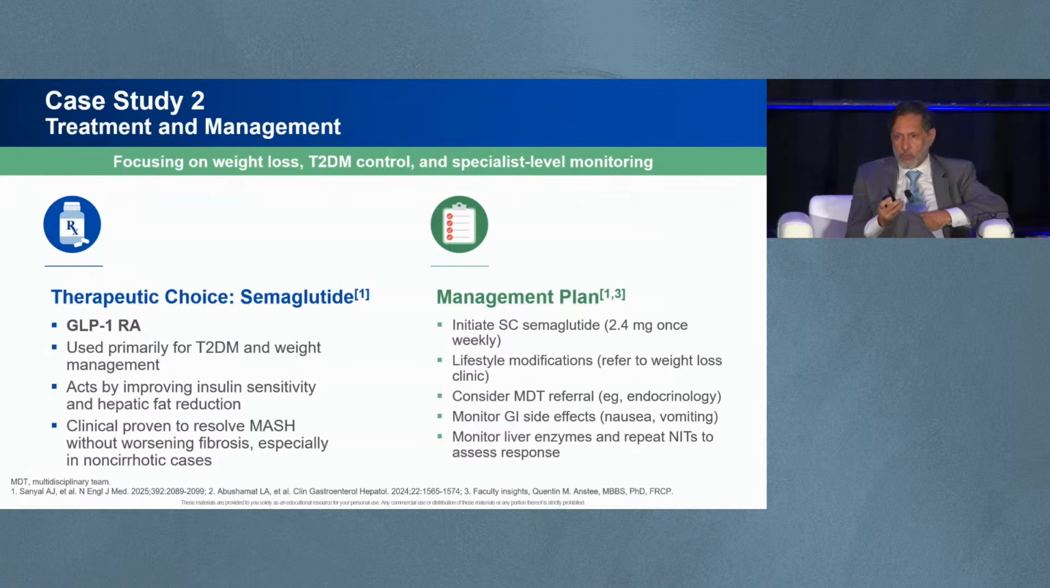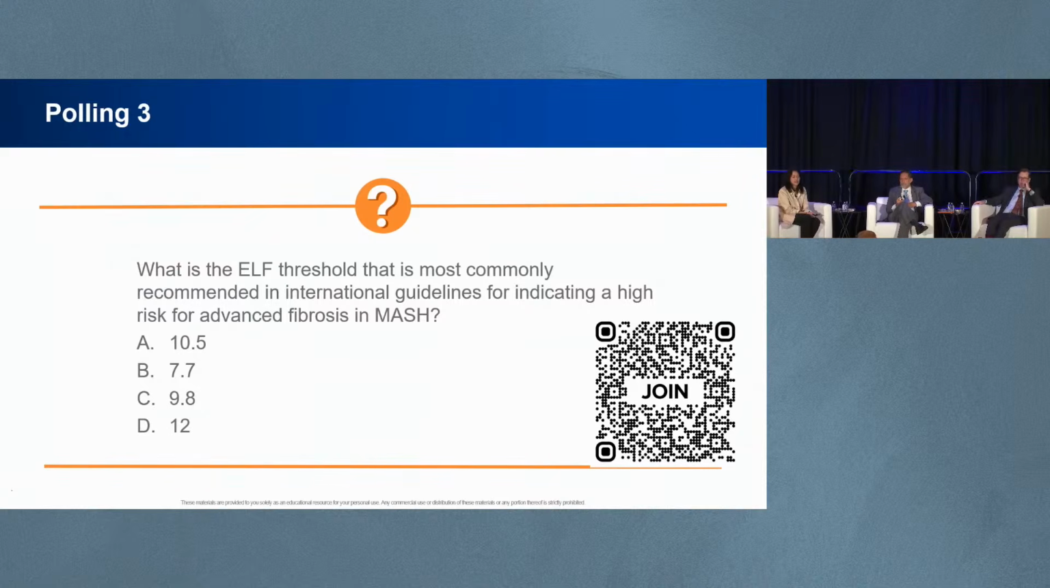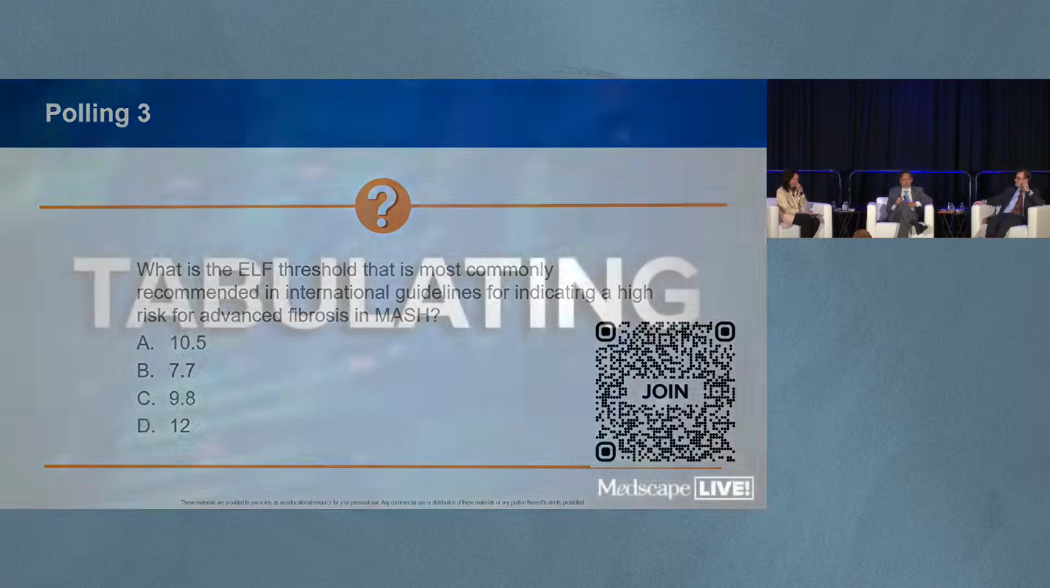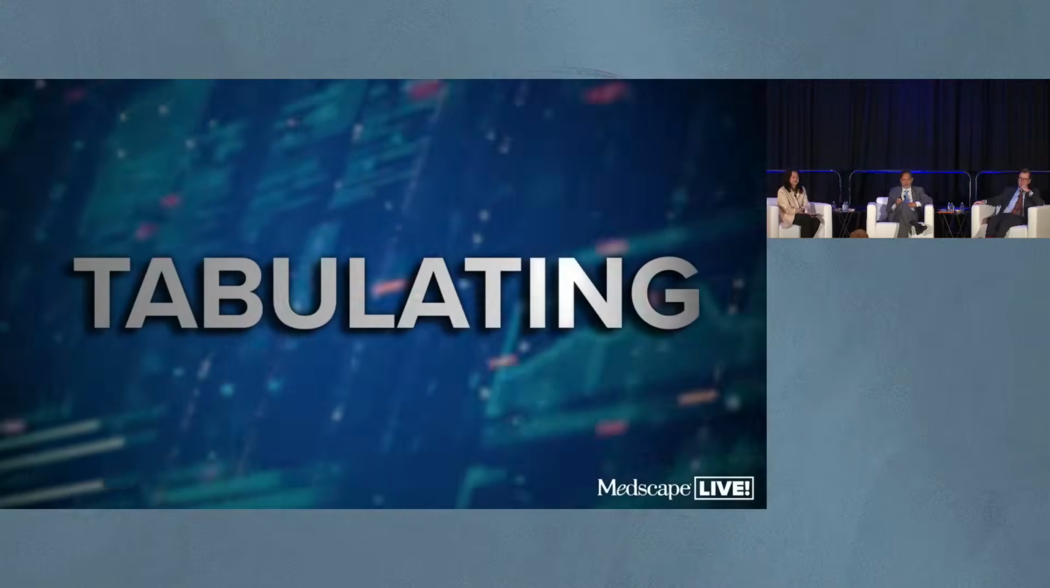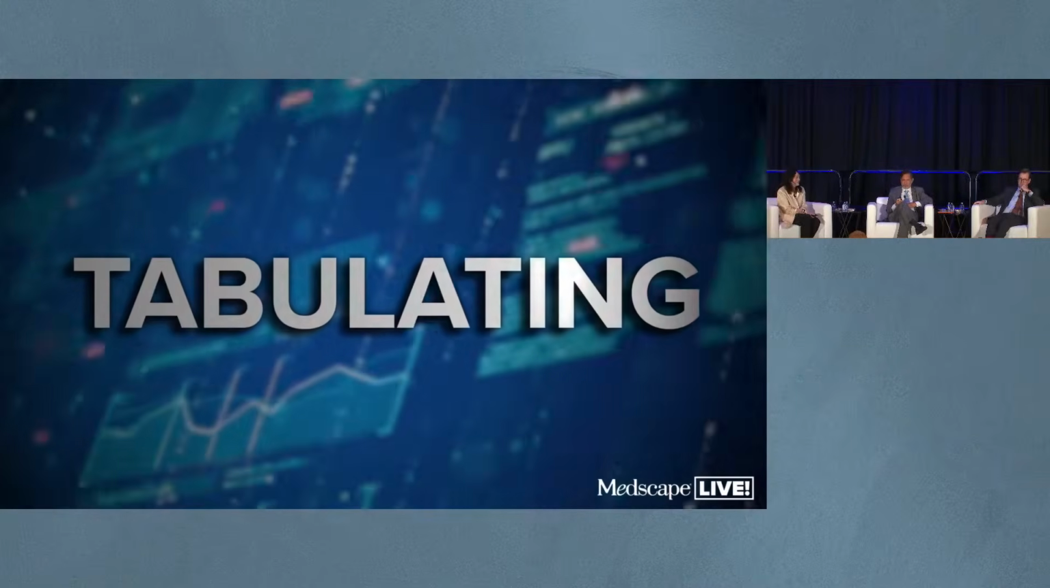So let's see, how do we move on from here? Other polling questions. We have another polling question over here. What is the ELF threshold most commonly recommended in international guidelines for indicating a high risk of advanced fibrosis? Let's see how good we taught them.